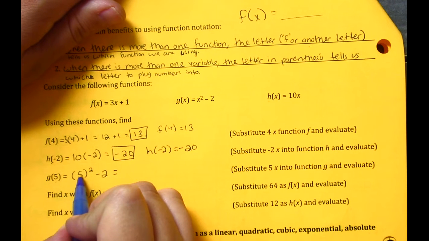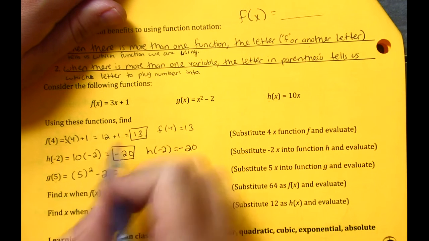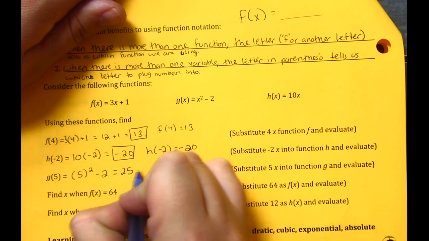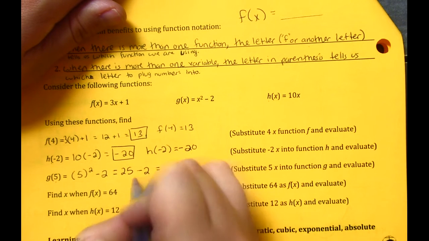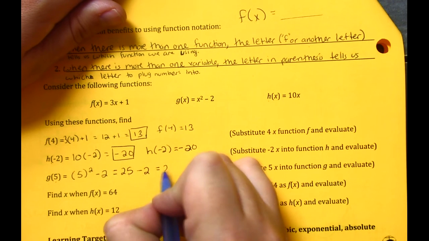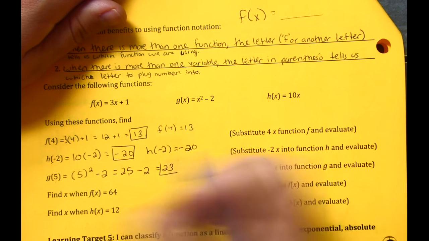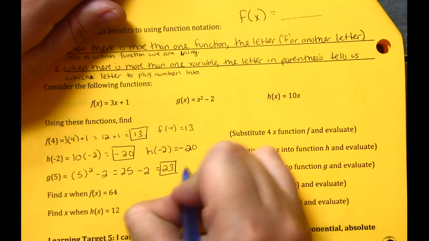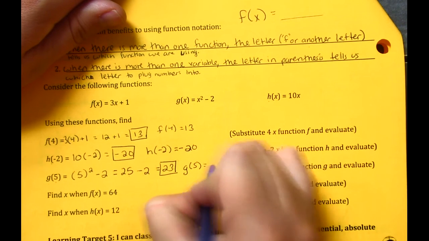So first we do exponents when we simplify. So 5 squared is 25 minus the 2. And 25 minus 2 is 23. So we could say that g of 5 equals 23.